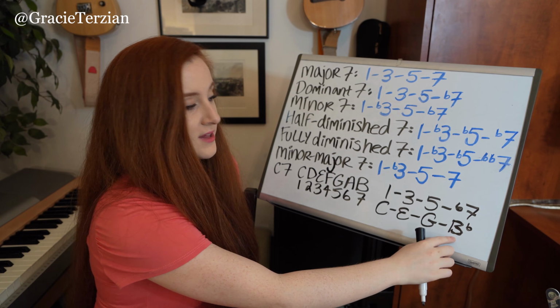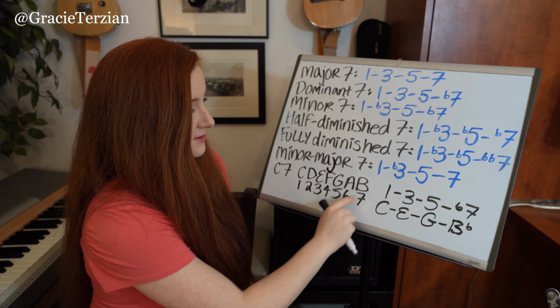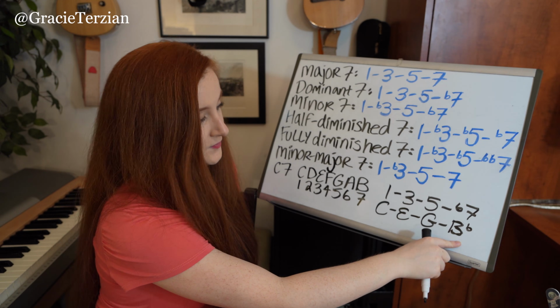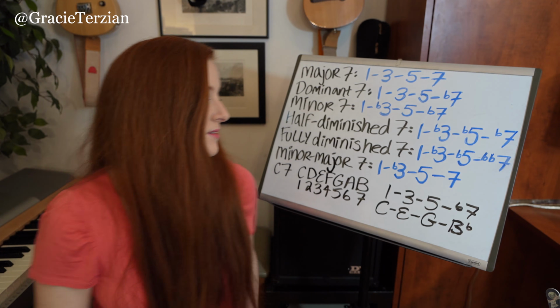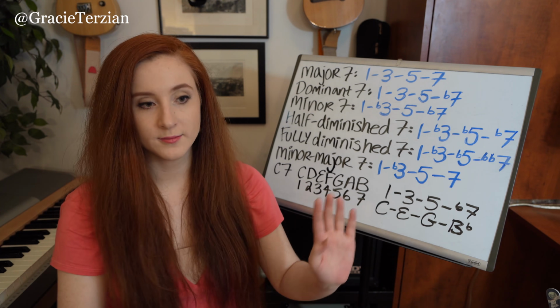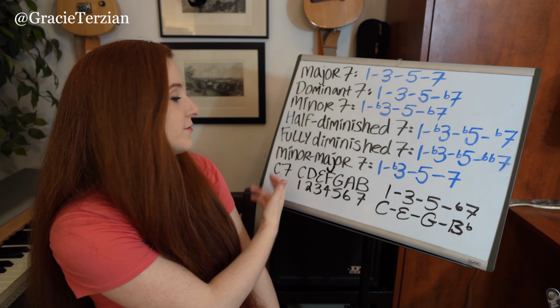B flat is our flattened 7 because a normal 7 is B, but if we flatten that B, it turns into a B flat. So these are the notes in our C dominant 7 chord: C, E, G, and B flat. And again, if you play just those 4 notes in any order on any instrument, you will be playing a C dominant 7 chord, or a C7 chord.